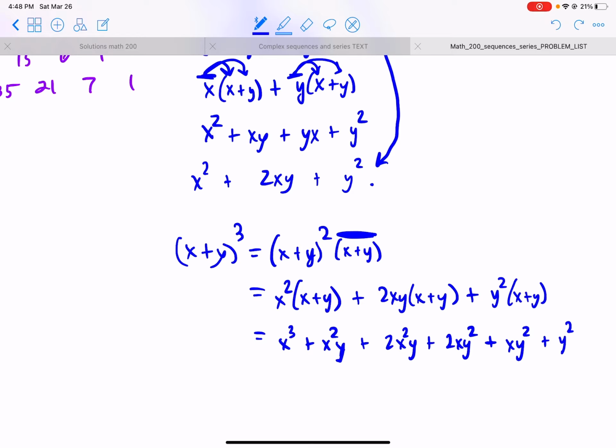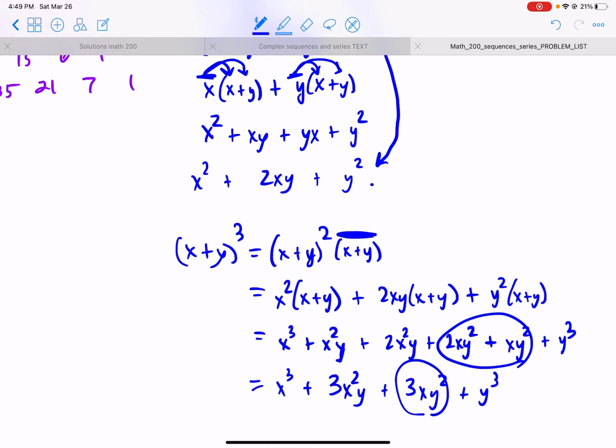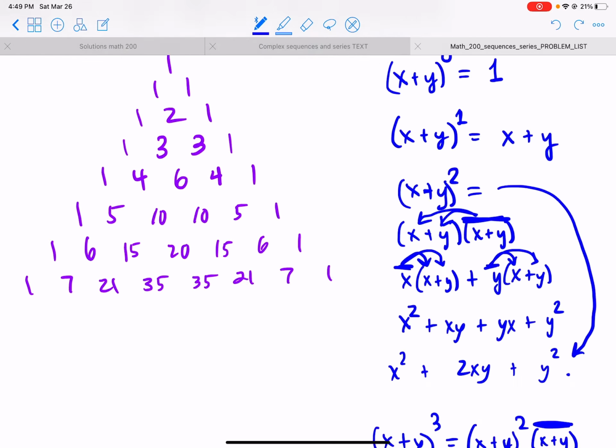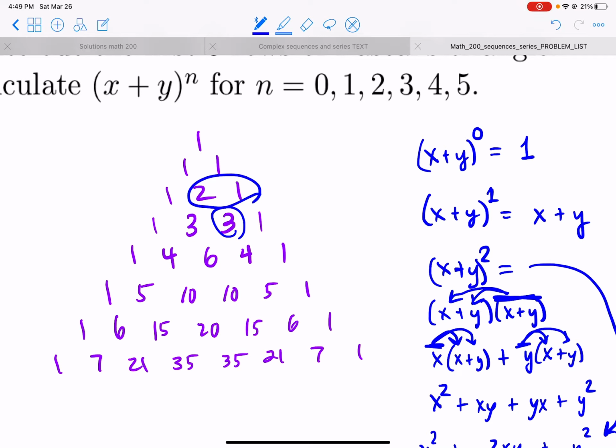Now I have to probably gather things. So I have x to the third. How many x squared y's do I have? 1, 2 more. That's it. So I have 3 in total. Oh, 1 plus 2 is 3. And I have 2 plus 1, xy squareds. That's 3 xy squareds. And I just have, oh, that should be y to the third. Yeah. Interesting. 2 plus 1 is 3.